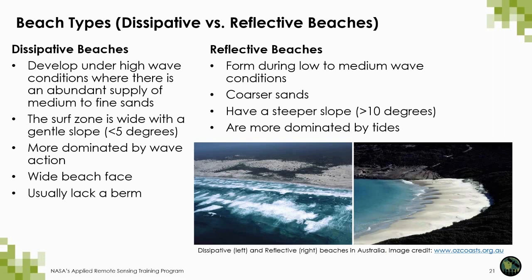And in the case of reflective beaches, they usually have coarser sands and an even steeper slope also. And in contrast to dissipative beaches, reflective beaches are more dominated by tides. Here's an example also in Australia, in this case of a reflective beach. And you can see a much bigger development of the berm in this particular beach.